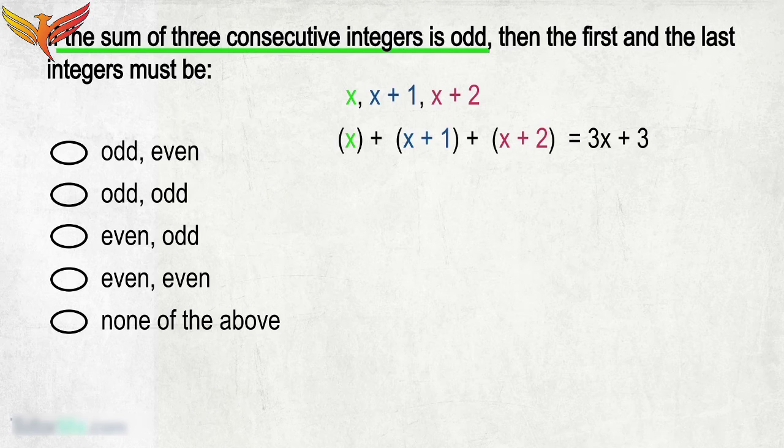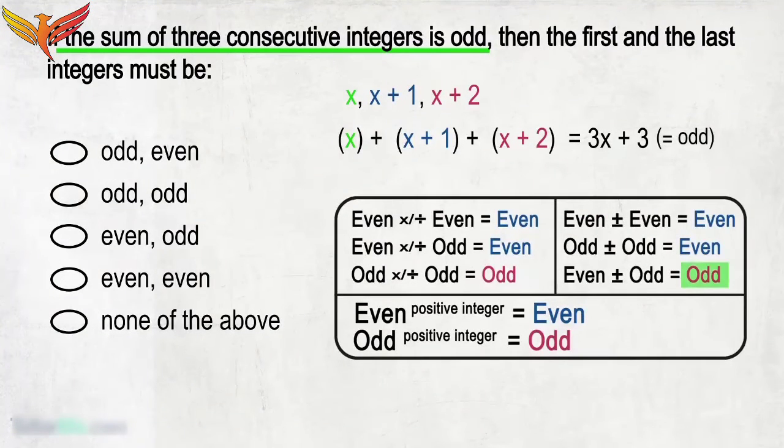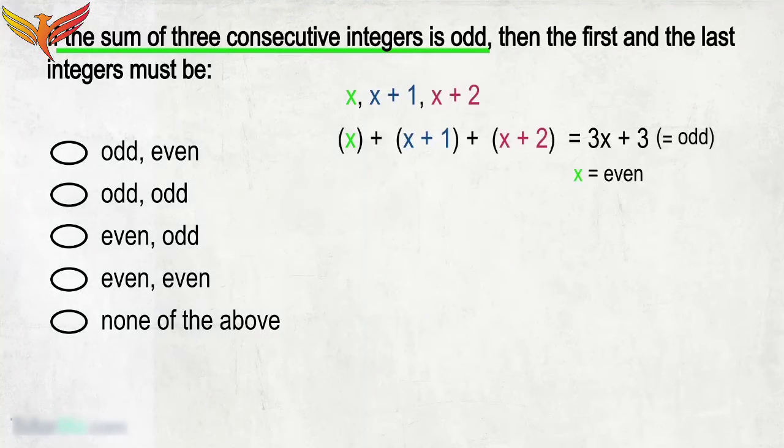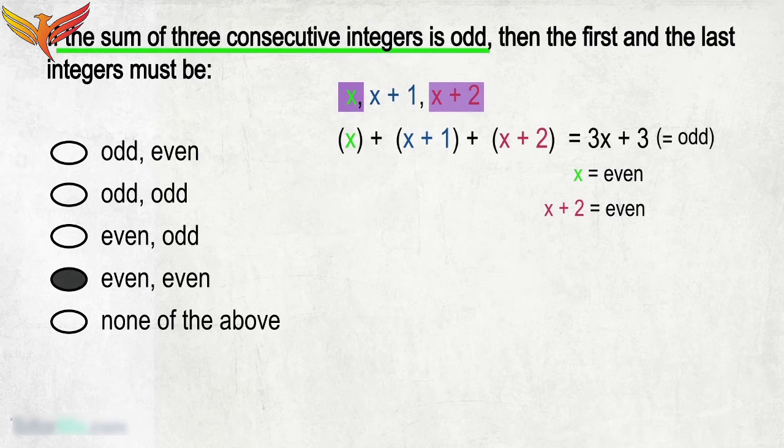The question states that the sum of these 3 integers is odd, so that means that 3x plus 3 is odd. Remember that if the sum of 2 integers is odd, then one of the integers is odd and the other is even. Since 3 in the expression 3x plus 3 is odd, then 3x must be even. Now, if x were odd, then 3x would be odd, because an odd number times an odd number results in an odd number. So that means that x must be even. If x is an even number, then x plus 2 is also even. Thus, the first and last integers must both be even.